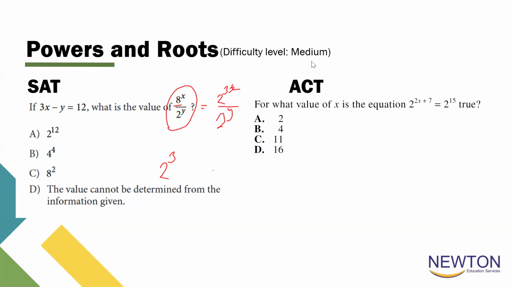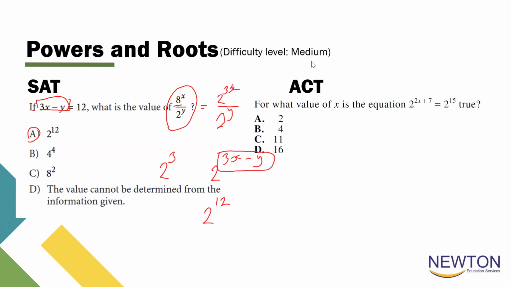So I can turn this into 2 to the power of 3x minus y. And what do I see here? I see that the power turned into the same thing that I had in the prompt of the question. So I can replace this 3x minus y by the 12. So now I know that my answer is 2 to the power of 12.